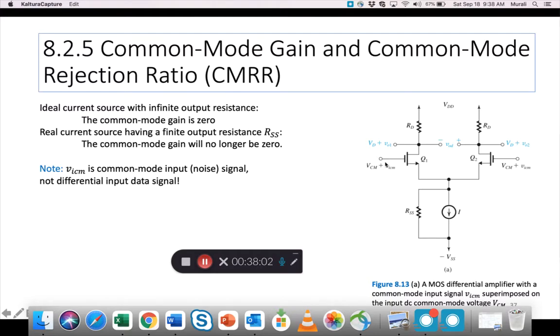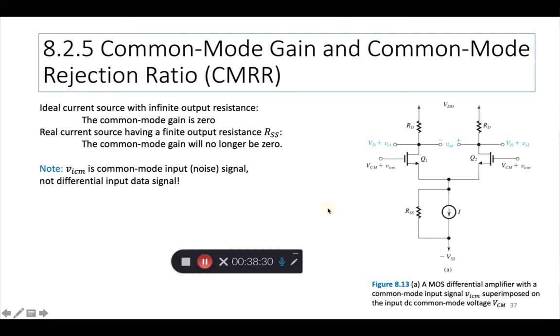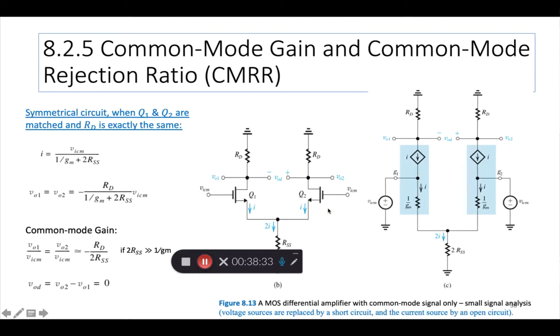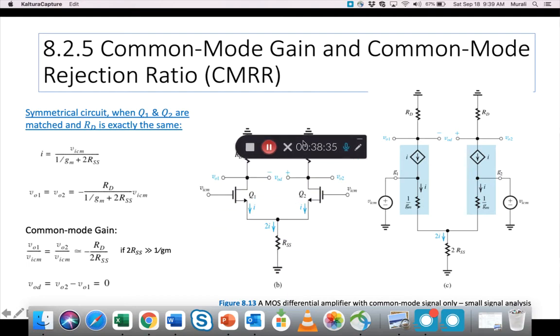So here, note that there is VCM and there's VICM. But this VICM is not a signal. For the moment, we are assuming it's some kind of noise. It's not data, it's noise. So what we'll do here is to analyze the common mode gain in the presence of some such disturbance. Not real data signal, but some kind of noise signal. Okay.